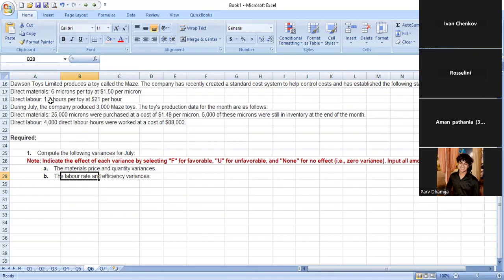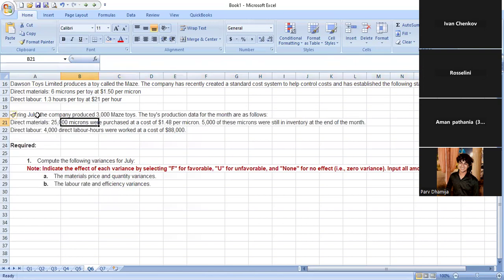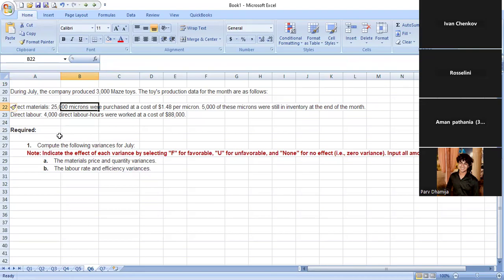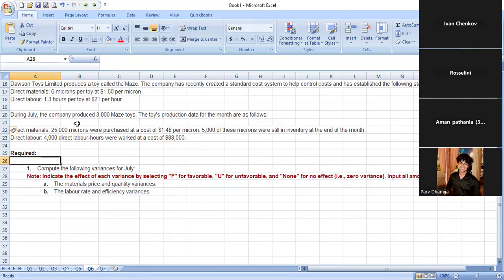During July, the company produced, let's separate those, 3,000 Maze toys. The production data for the month is as follows. Direct materials: 25,000 microns were purchased at the cost, so we have here purchased at 148. 5,000 of those microns were still in inventory at the end of the month. So the question is how many we actually used in our production.